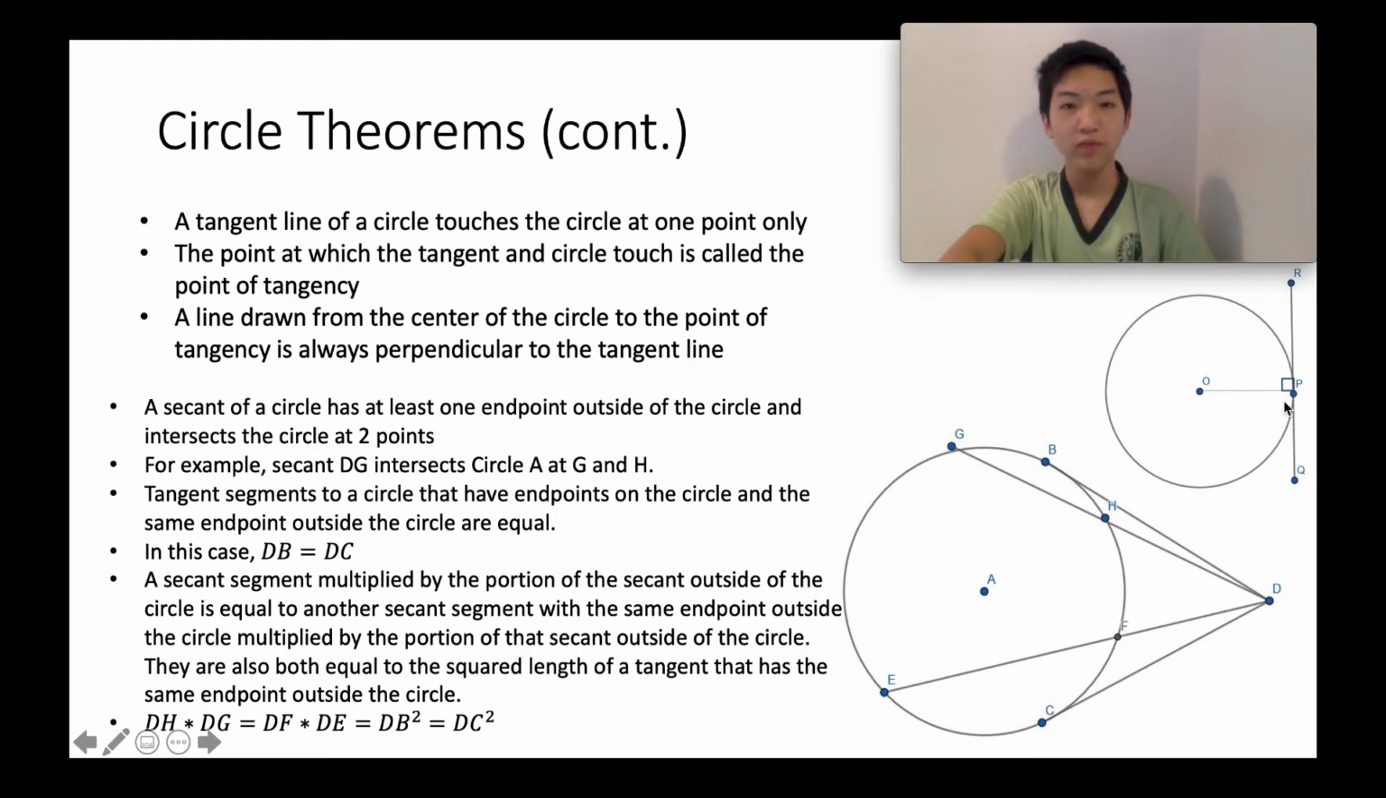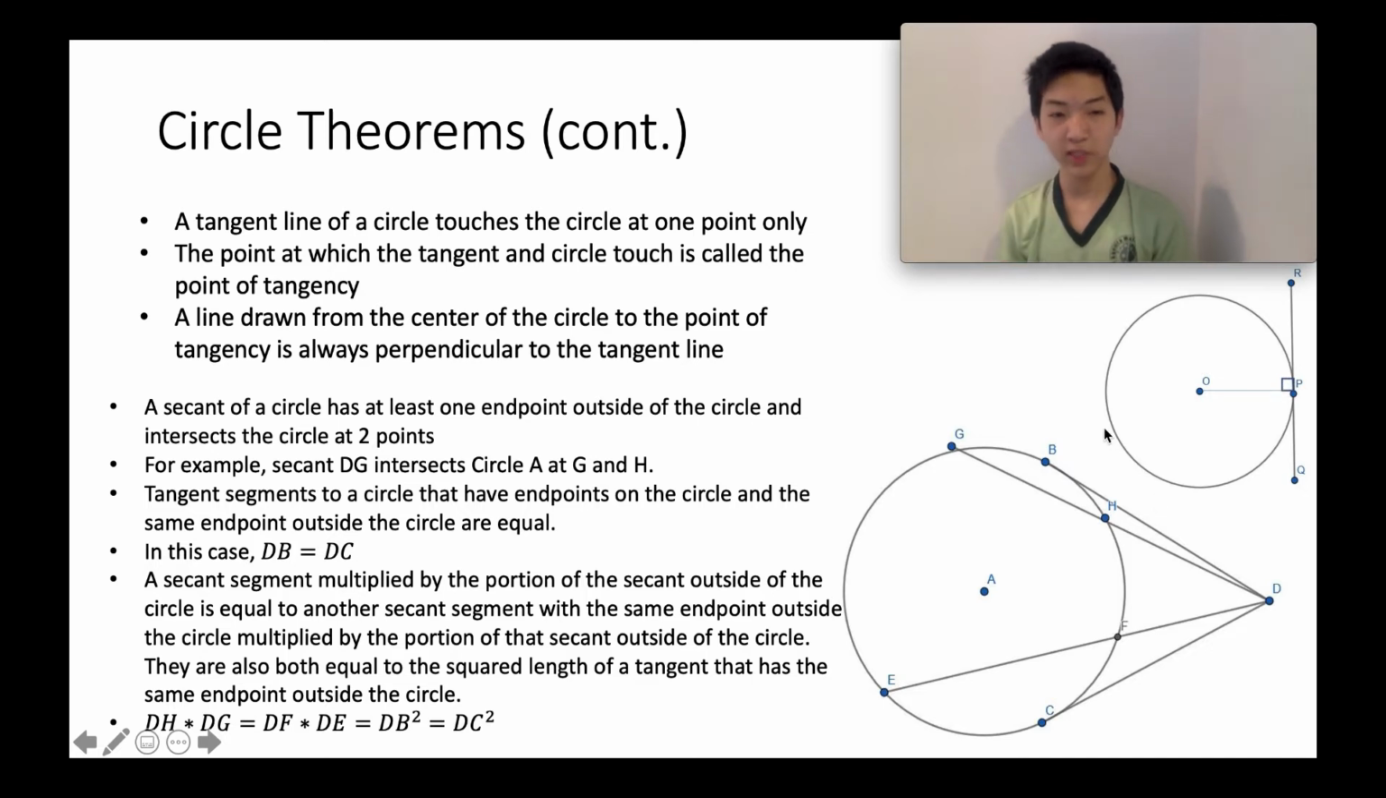A line drawn from the center of the circle to the point of tangency is always perpendicular to the tangent line. So we see here the center of the circle is O. We draw a line from O to P, and we know for sure that it is perpendicular. So we can draw a right angle here.